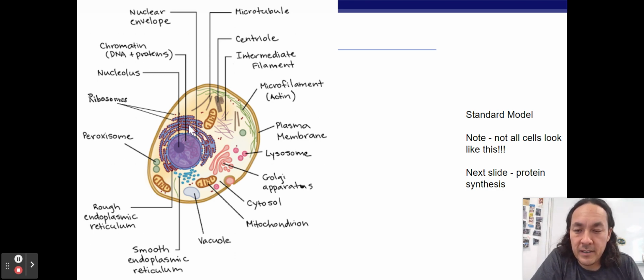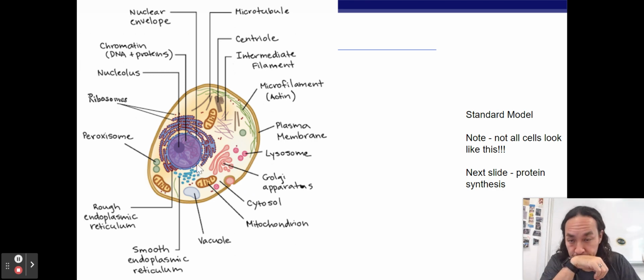Once the protein leaves the rough endoplasmic reticulum, it goes to the Golgi apparatus. It looks like these pita pockets right here. And in here, the protein is going to be modified before export from the cell.